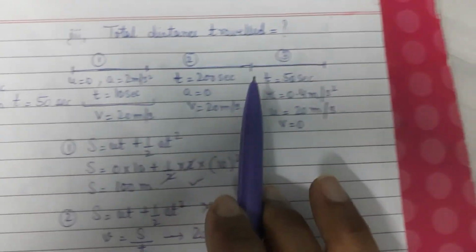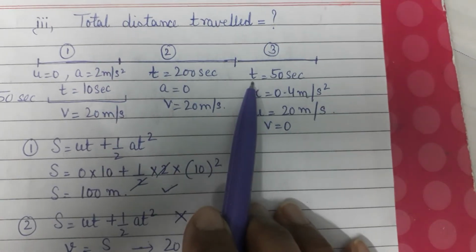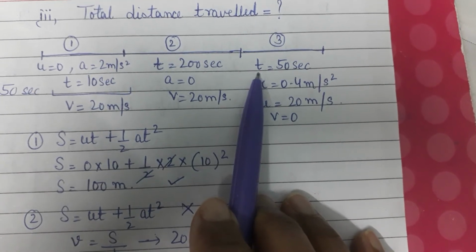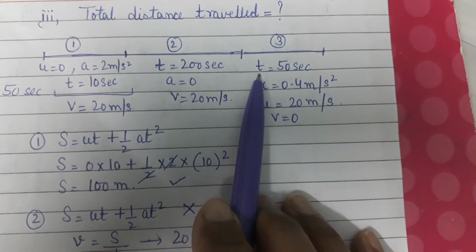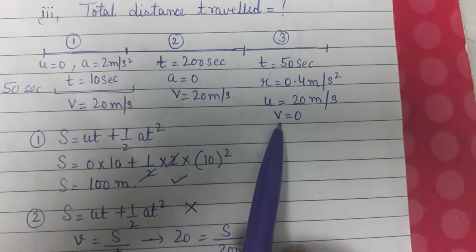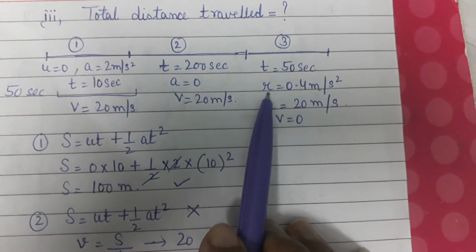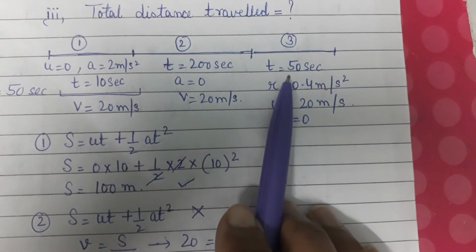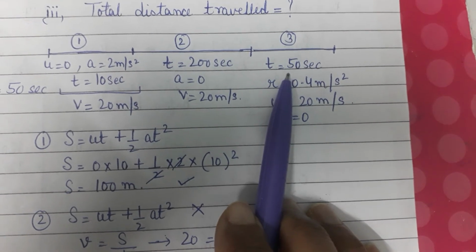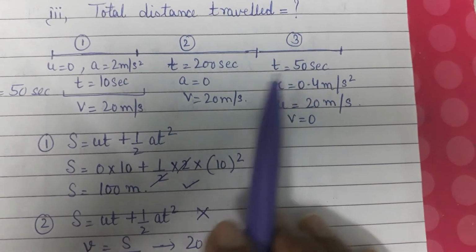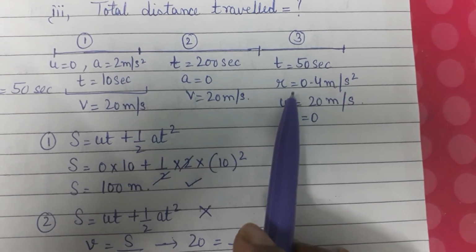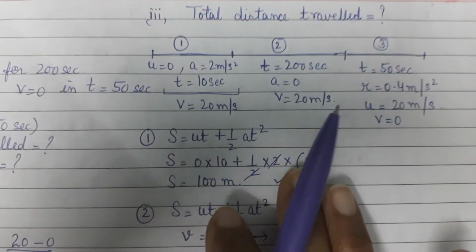And finally in the third slot, it has been mentioned that the brakes are applied. And when the brakes are applied, it gets retarded and it comes to rest, means V is 0, and it takes time 50 seconds. Okay, it takes time 50 seconds. Now, how to go about it? See, these values I have found out on my own, right? So let's go back. This is the information.